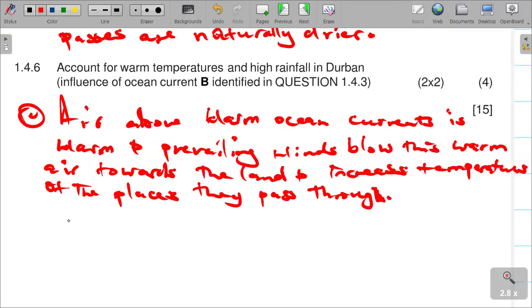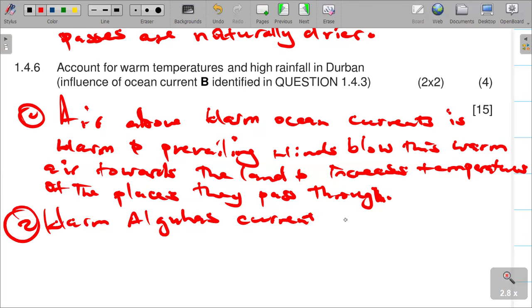And then we also need to understand that the warm Agulhas current raises the temperatures of places on the east coast.